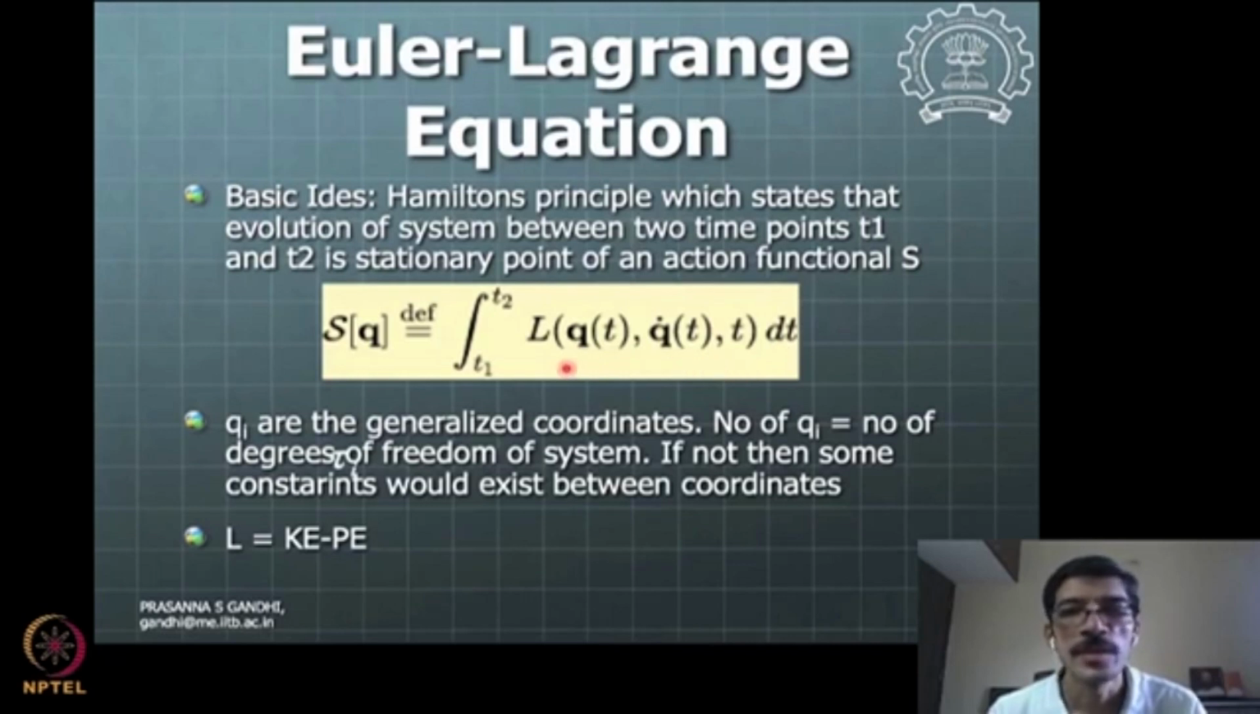So for example, in this case, this L has only q dot and t, and L is defined as kinetic energy minus potential energy. These q's are generalized coordinates, and they are equal to the number of degrees of freedom. If you choose q's in such a way that they do not match the degrees of freedom of the system, then we'll be in trouble. So we'll have to express the kinetic energy and potential energy in terms of these generalized coordinates.